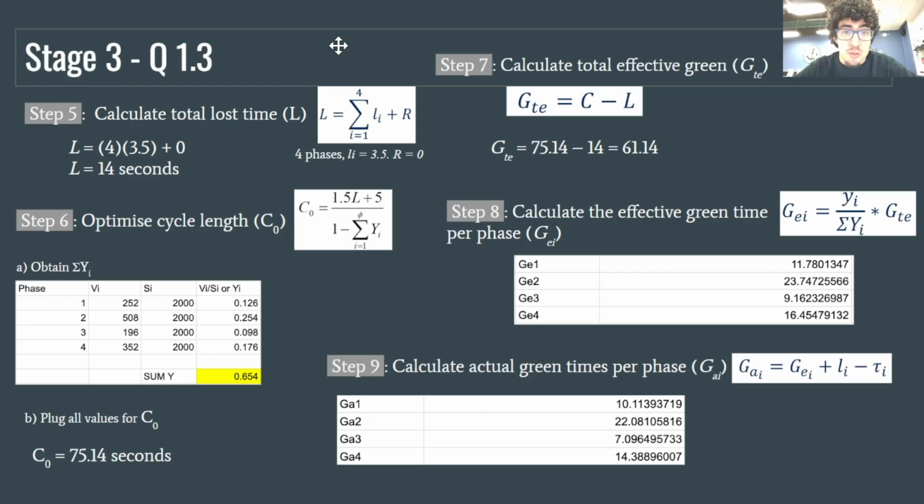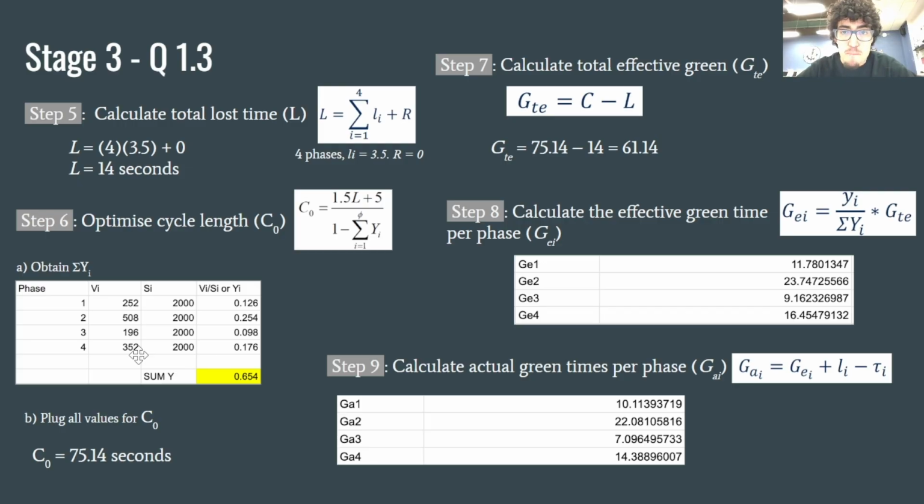We'll then optimize our cycle length. So we already have L, and we can find capital Y, which is also known as the critical movement, using this table over here. And once we do that, we'll be getting a cycle length of 75.14 seconds.